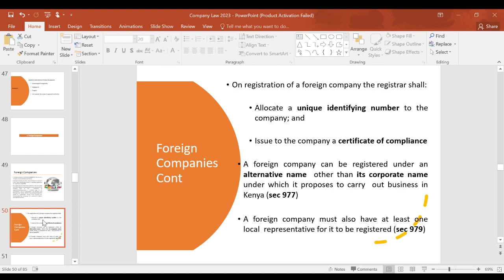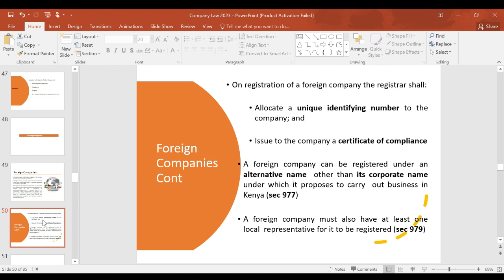As a way of registration, it will be issued with a unique identifying number, just like a local or Kenyan registered company, which also has a unique identifying number. The moment the registrar certifies that they have fulfilled all the requirements, they'll be issued with a unique identifying number. And then following that, they will be issued with a certificate of compliance for that particular registration.